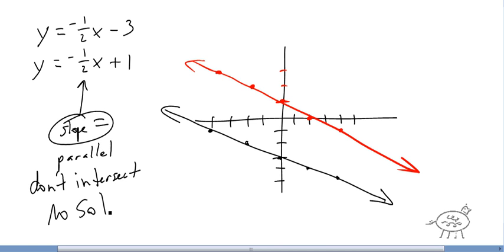So the answer is no solution, because you're asking where do they intersect? That's the solution. They don't intersect? No solution. So that's what you're going to put on the blank. That's when you graph, and you'll be able to tell because the slopes are the same. We have one more to do yet, but that's important. If it's the same slope, it's parallel. Parallel lines mean no solution. All right, so let's do one last one here.